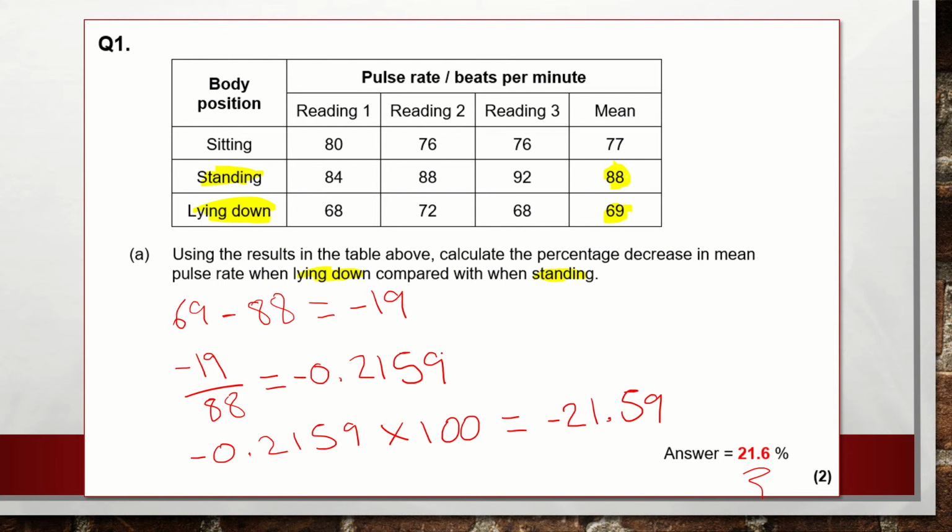So our answer here, according to our mark scheme, is 21.6. You can see that even though we have a minus here, they haven't included that in the mark scheme. That's because they've already told you in the question itself that there's a percentage decrease. So we know that minus shows that our answer is correct. Okay, so we know our answer is correct because it's a decrease, so we've got a negative number at the end.